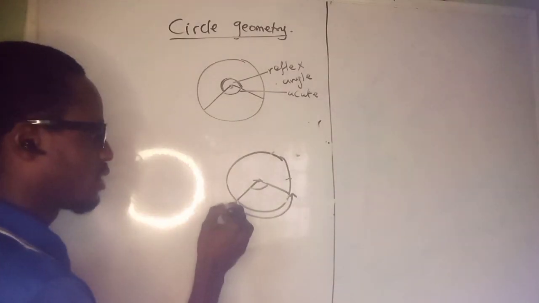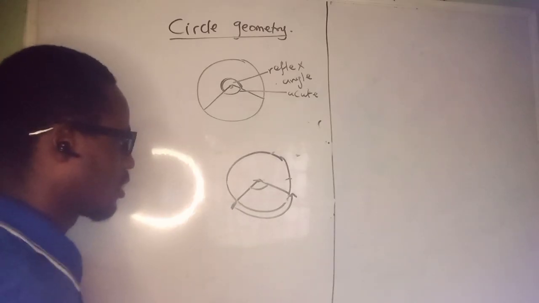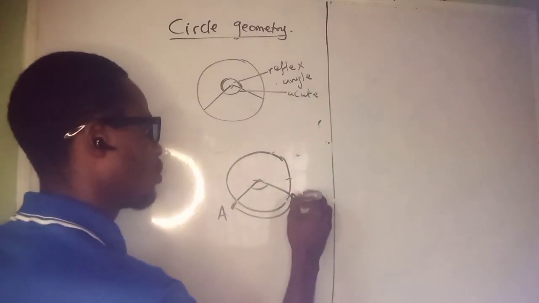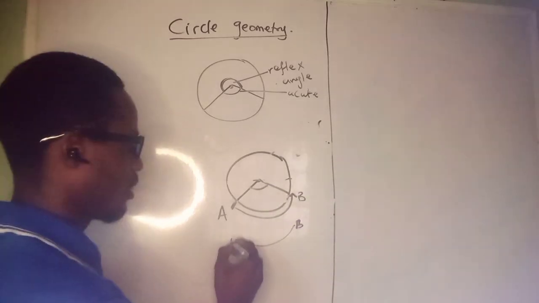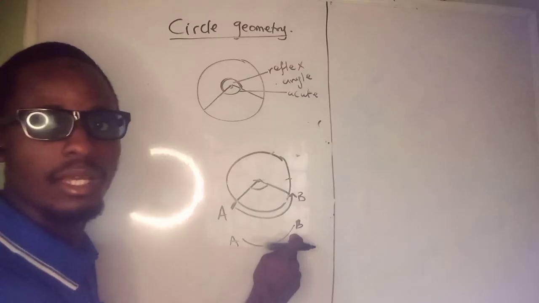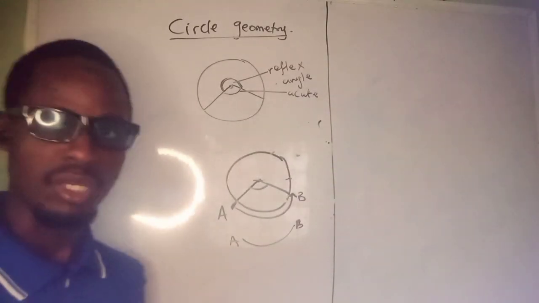So drawing this out, let's say A to B. Let me just use a certain marker. So like A to B, drawing that out, B and A. So this is an arc, a minor arc. Meanwhile the bigger part is a major arc.